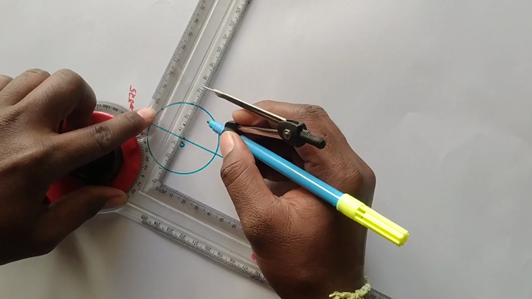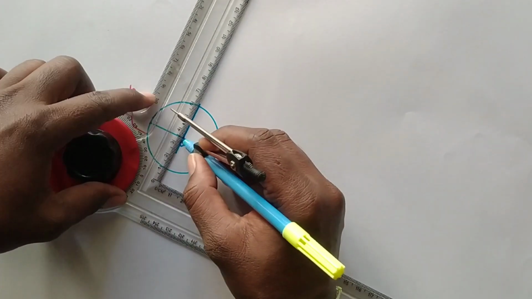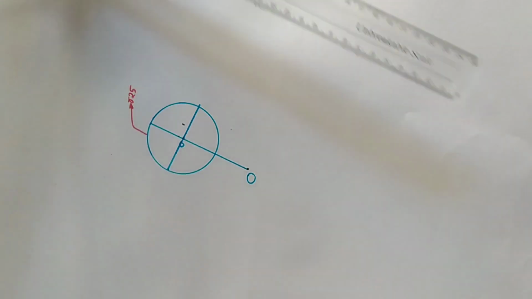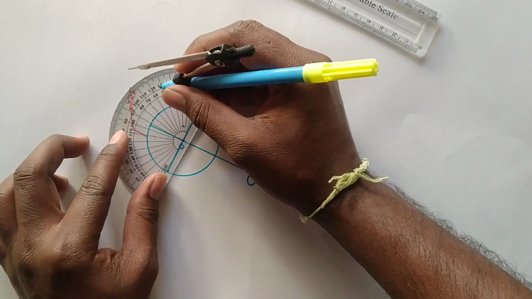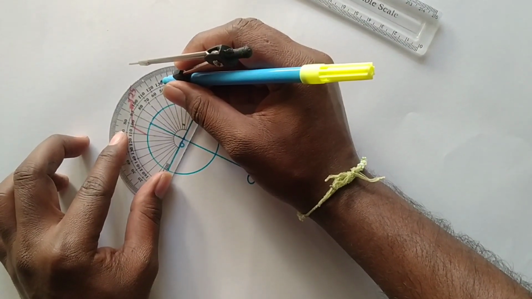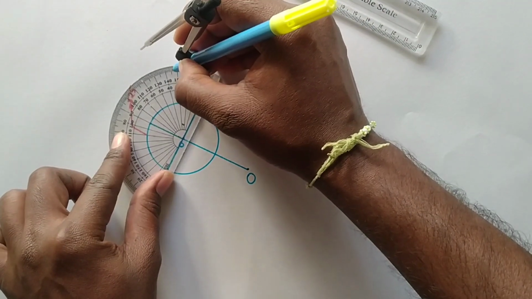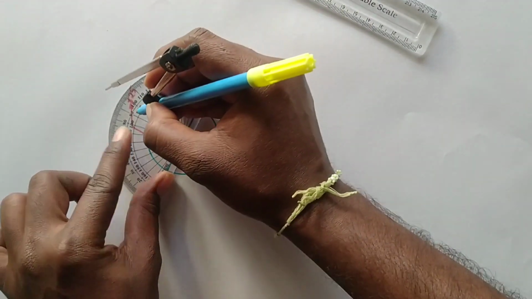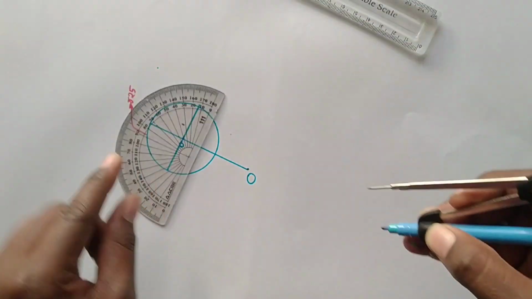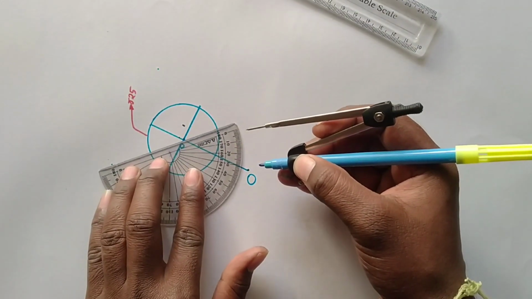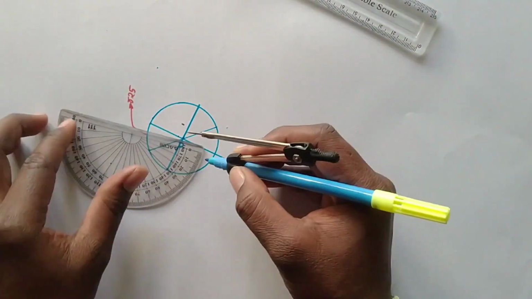8 equal parts means every part is 45 degrees. 8 equal parts means 360 divided by 8, and every part is equal to 45 degrees. With the help of your protractor, from the center point, measure 45, measure 45, and here measure 45. Next, draw lines from the center point at 45 degrees.